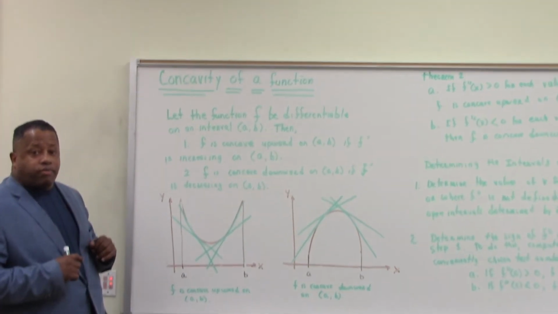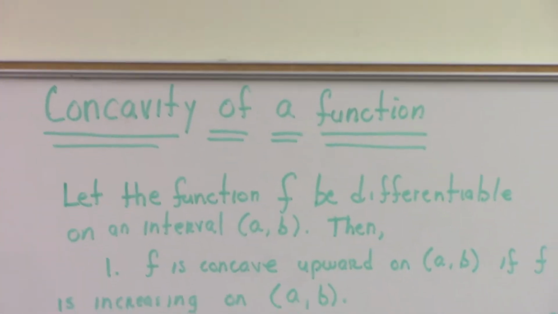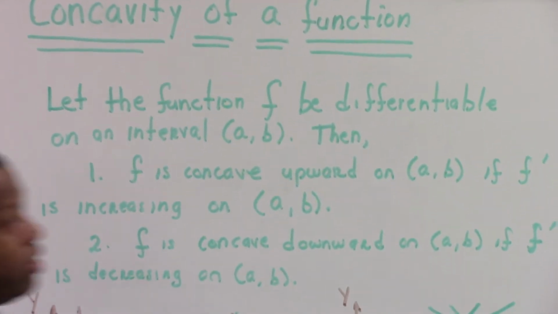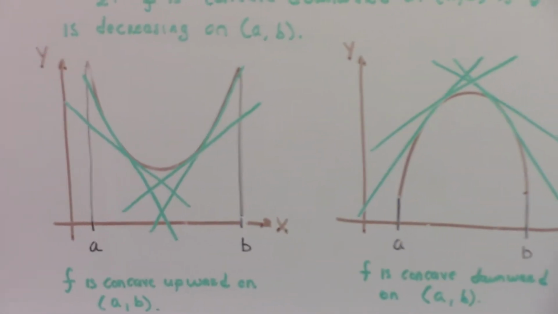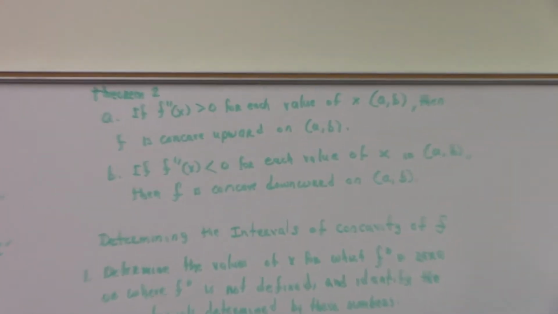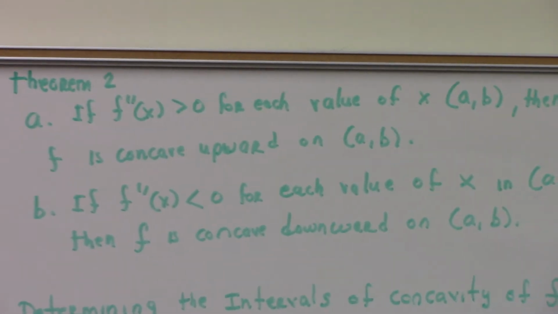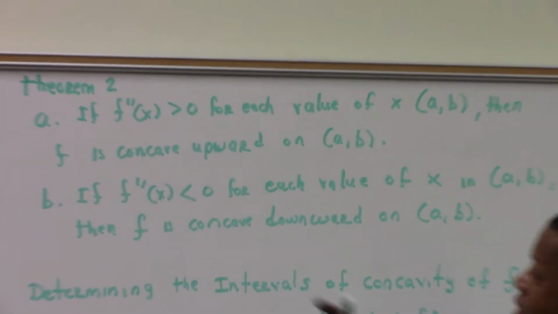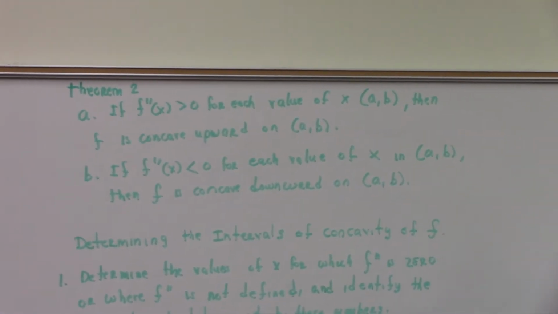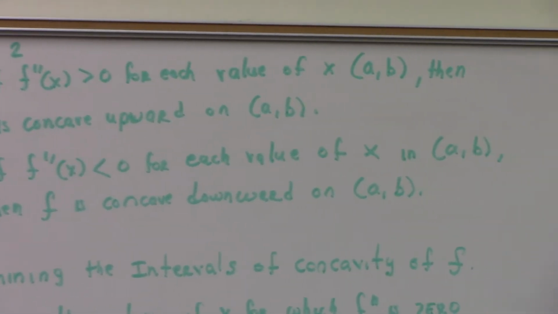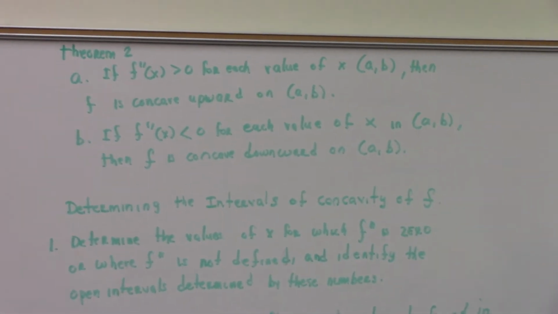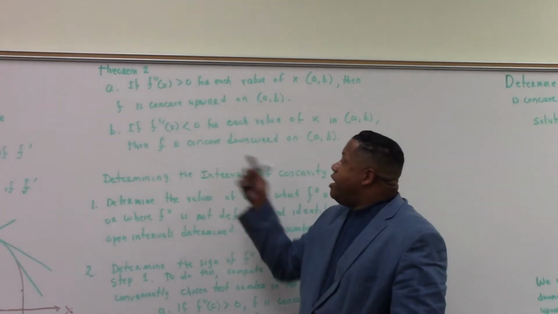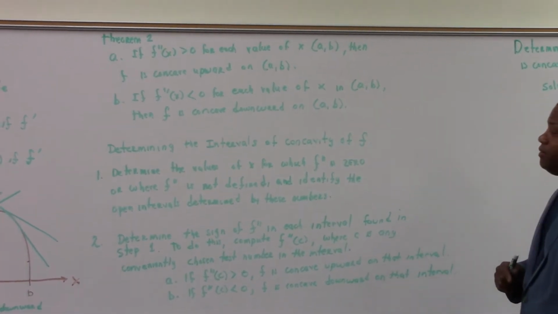When we go to theorem 2: if f double prime of x is greater than 0 for each value of x on the interval AB, then f is concave upward on AB. If f double prime of x, which is the second derivative of the function, is less than 0 for each value of x on AB, then f is concave downward on the interval AB.